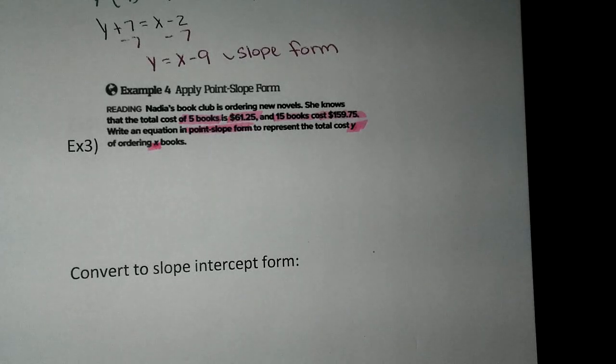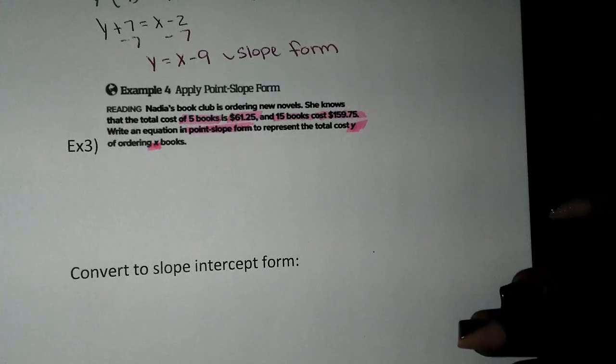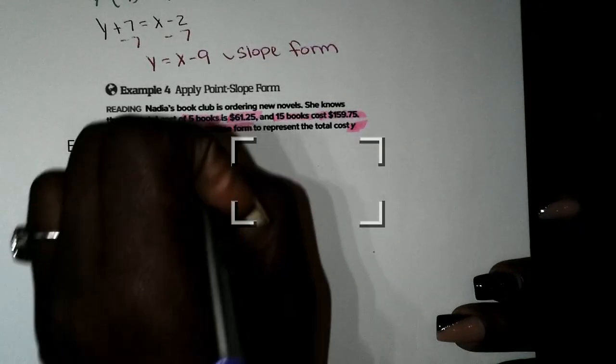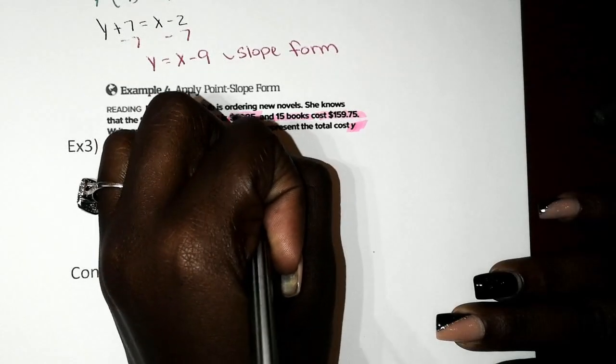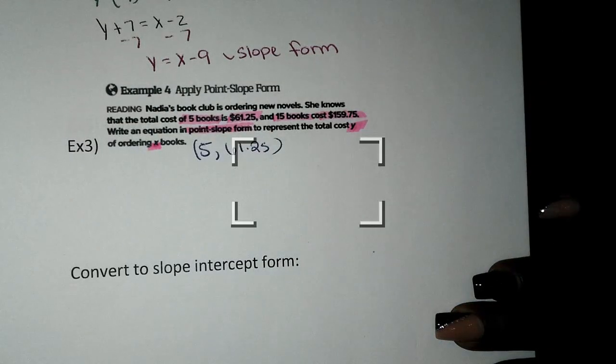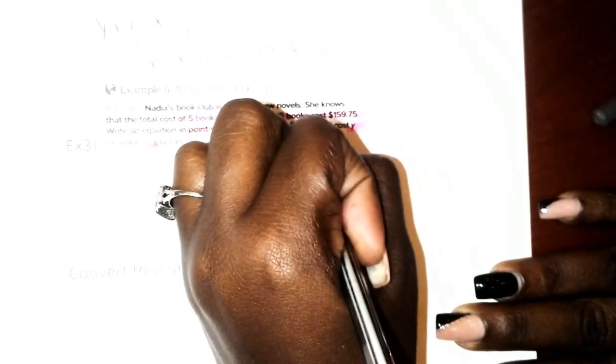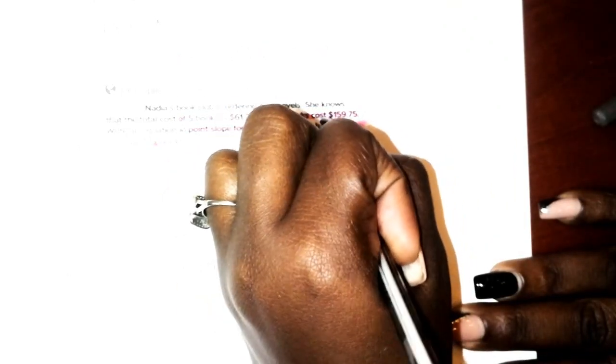So for this equation, are we given our slope? No, we're not given our slope. We're given 2 points, even if we don't know it. We already know x represents the books and y represents the total cost. So our first x and y is 5 and 61.25, and our second is 15 and 159.75. So we got our x and y.